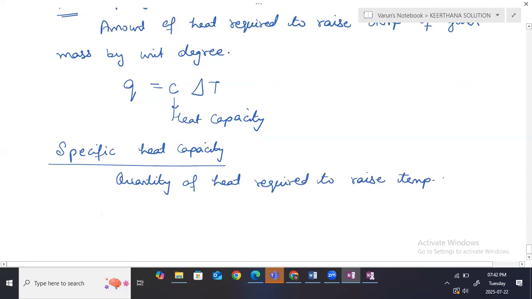To raise temperature of 1 unit mass of substance by 1 degree. Clear hai?